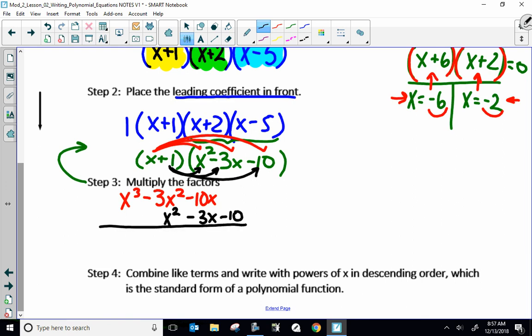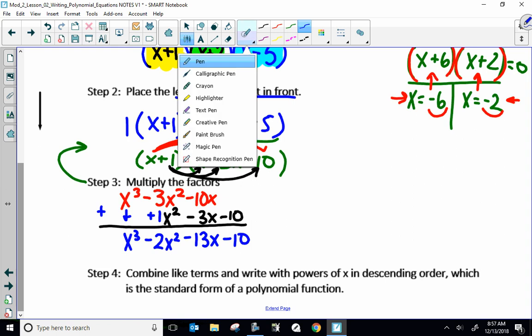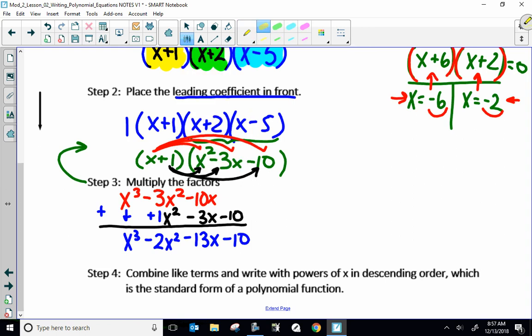So now I just need to add all these things together. Nothing for x cubed to combine with, so it's x cubed. A negative 3x squared and a positive 1x squared gives me negative 2x squared. Negative 10 and negative 3x give me negative 13x minus 10. Now, let's not forget, I still have to multiply them all times this 1. Technically, I got to take this whole thing and still distribute a 1 into it.